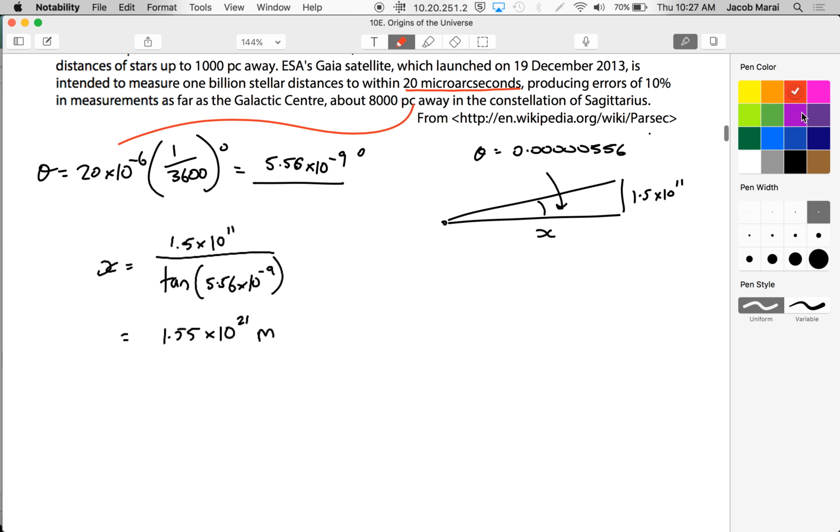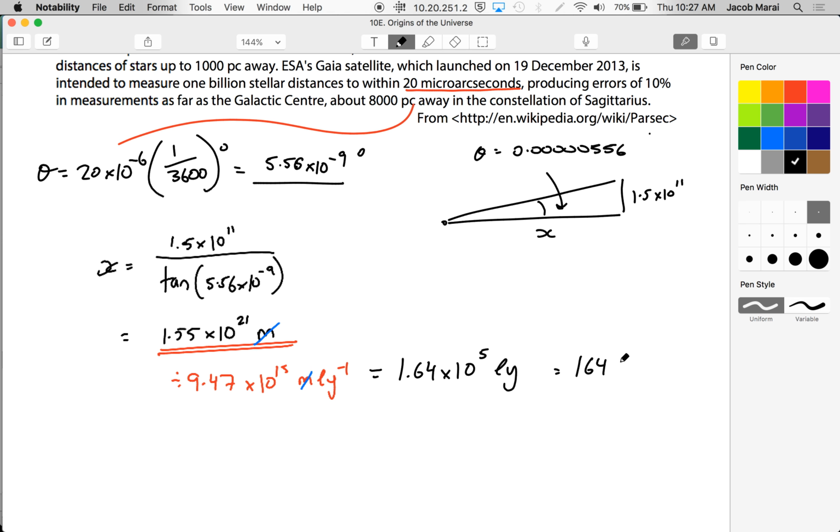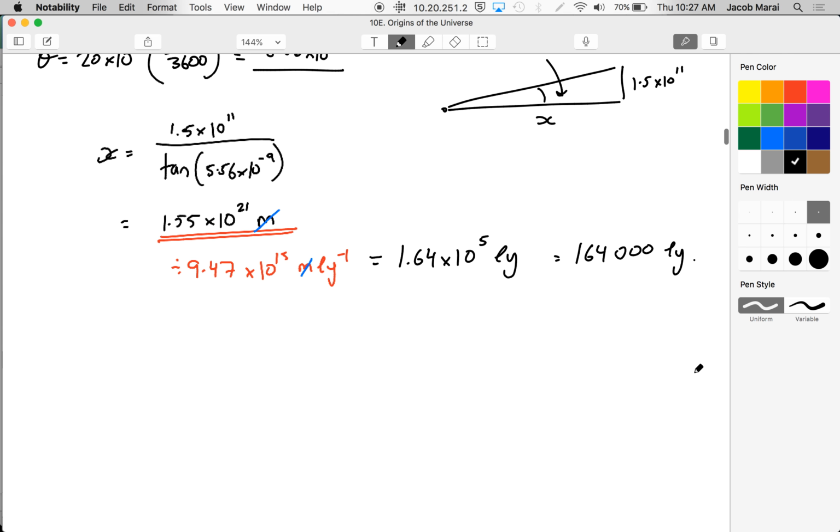We are getting galactical now in our range. Let's use our light years. We're going to divide by 9.47 times 10 to the 15 meters per light year, and that will cancel out our meters, and we'll get a distance in light years. We get 1.64 times 10 to the 5 light years, or 164,000 light years. It is a lot of light years.